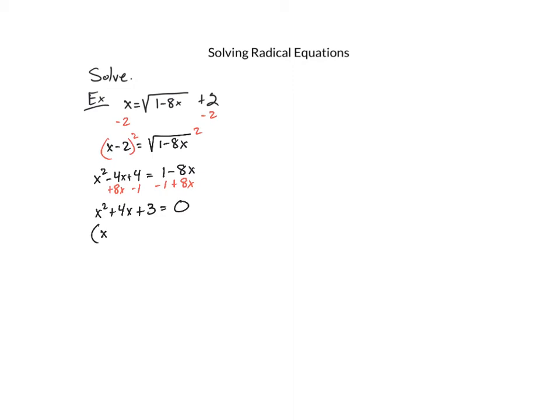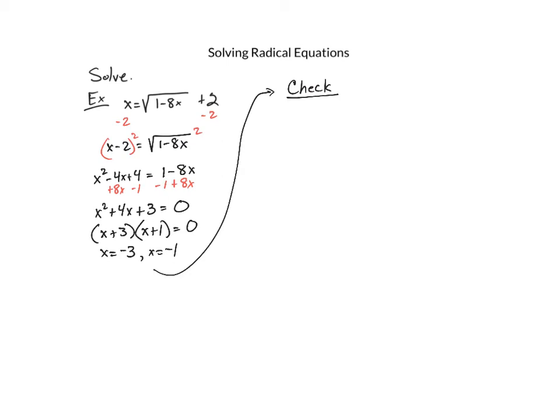When I factor, I have x plus 3 times x plus 1 equals 0. So I have x equals negative 3 and x equals negative 1 as potential solutions. Let me come up here for the check. I'm going to substitute negative 3 into the original equation, and I have negative 3 equals the square root of 1 minus 8 times negative 3 plus 2. So I have negative 3 equals the square root of 1 plus 24. That's 25.